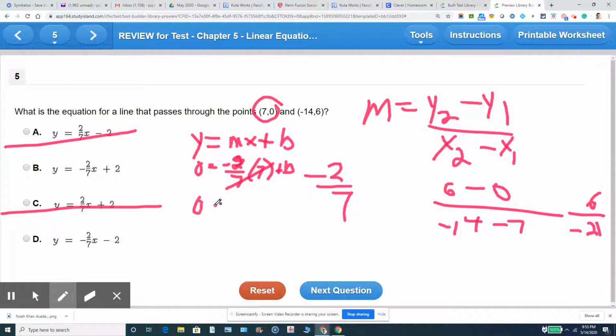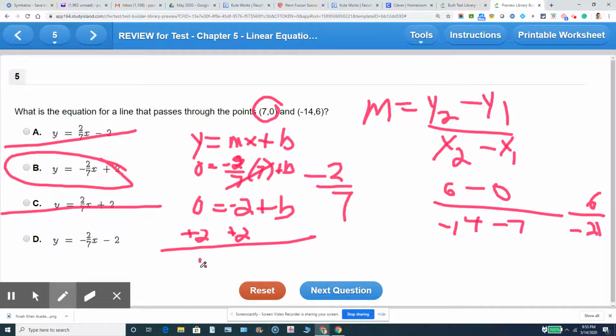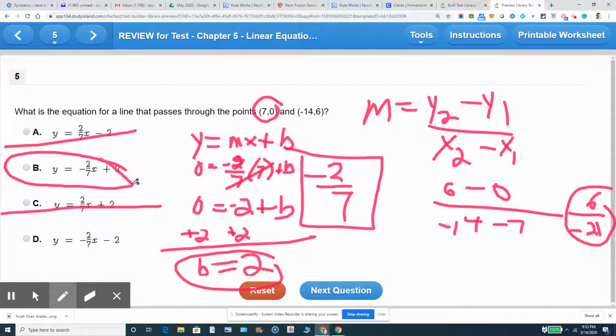These cancel, so I'd have negative 2 for b. But then if you add 2 to both sides, b is going to be positive 2. So that means it has to be answer choice B, because your final equation would be taking the slope and the b value: y equals negative 2/7 x plus 2.